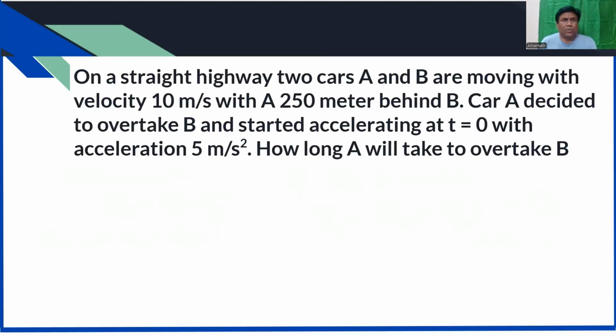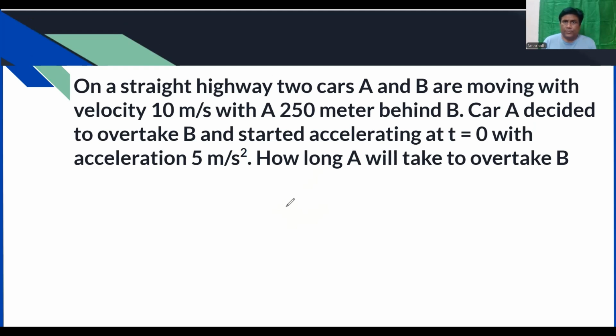So this is one question, okay? Remember, questions will be a little bit of a similar type. Step by step, I will be advancing, so please try to understand the solution of this. Then similar questions will be provided to you. On a straight highway, two cars A and B are moving with velocity 10 meter per second, with A 250 meter behind B. Car A decided to overtake B and started accelerating at t equal to 0 with acceleration 5 meter per second square. How long will A take to overtake B?